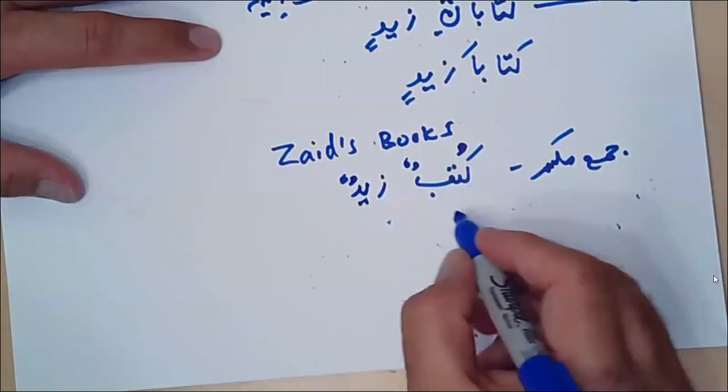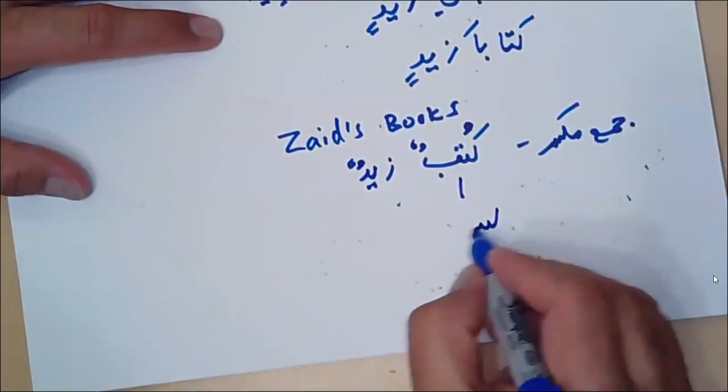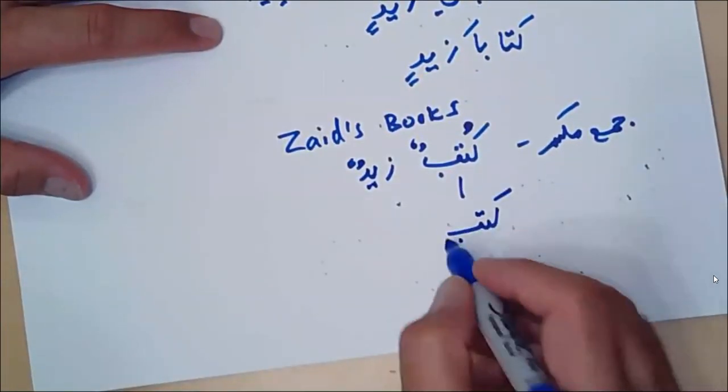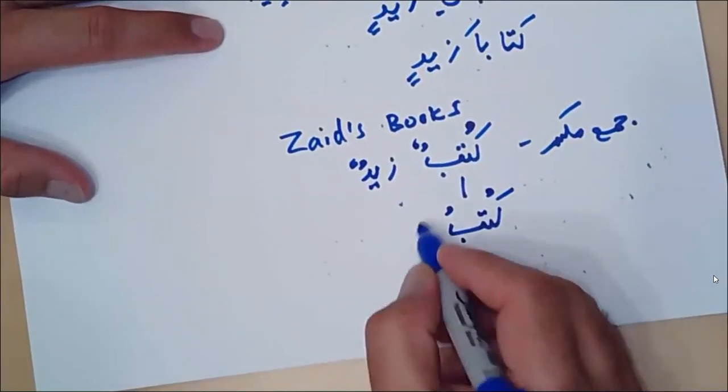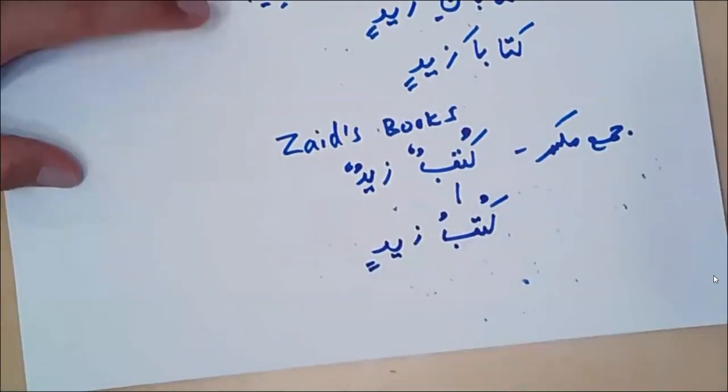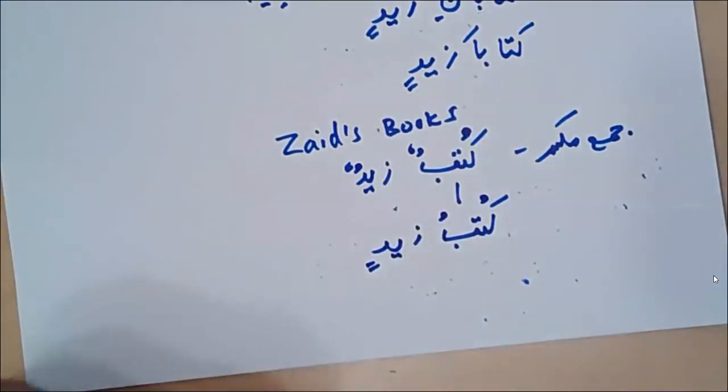But our rules are, can we have Tanween in the Mudaf? No. So it will be Kutubu Zaidun. Making sense? Any questions on this, please? Why did we say Kutubu Zaidin? Can somebody guide me here? Yes.